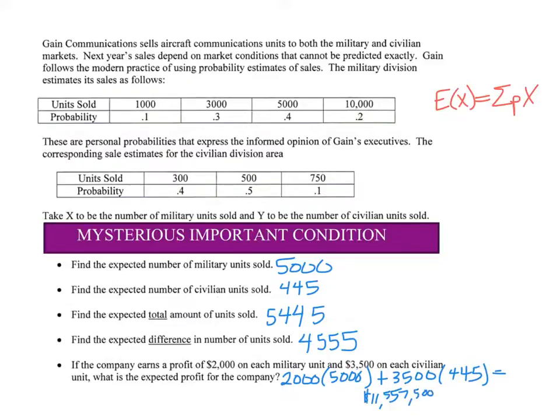Okay? Now, I put up here a little note about a mysterious important condition. And this condition, when we begin talking about combining random variables, one thing that's very important to know is, are those random variables independent of one another? Okay? Because once you start combining things, they shouldn't rely on one another. Knowing that the military division had a great year, if that tells us something about the civilian division, then the probabilities might change. So we should know that these things are independent. Otherwise, we shouldn't be combining them.